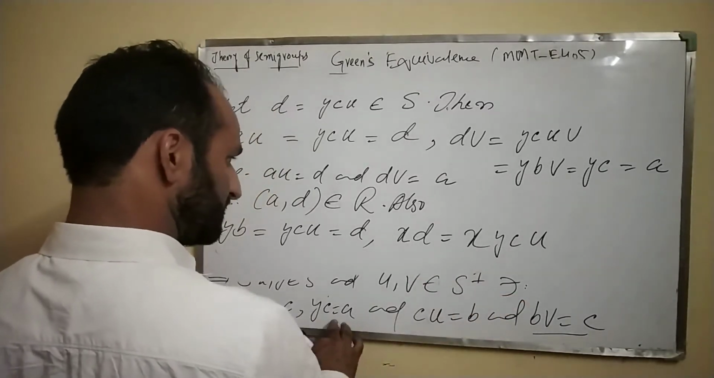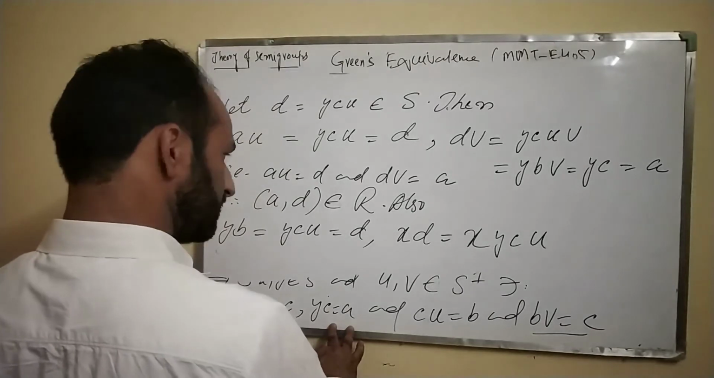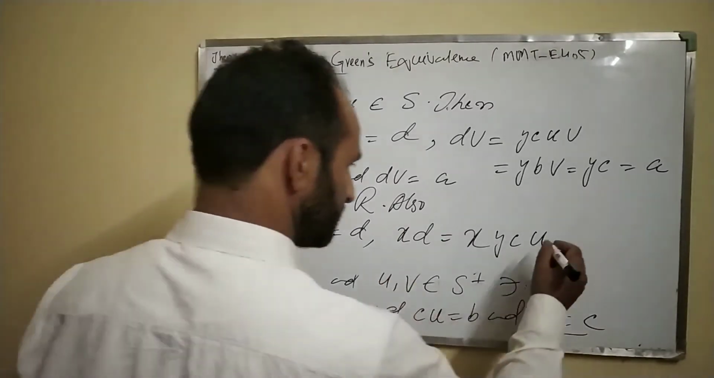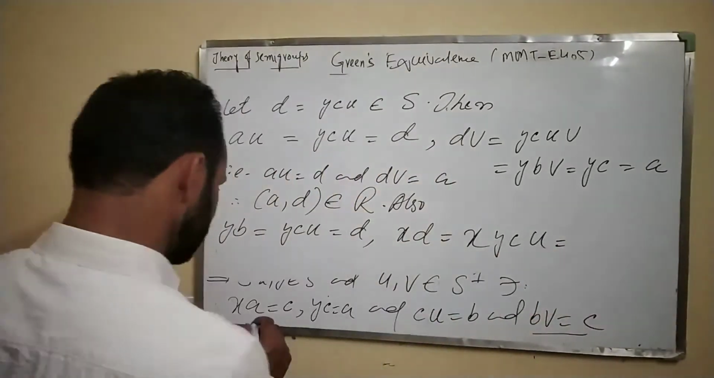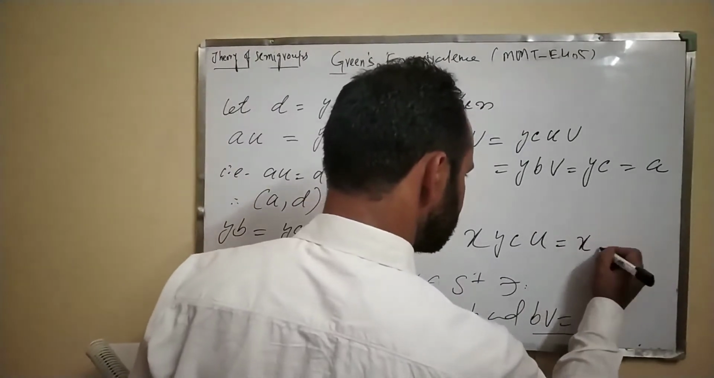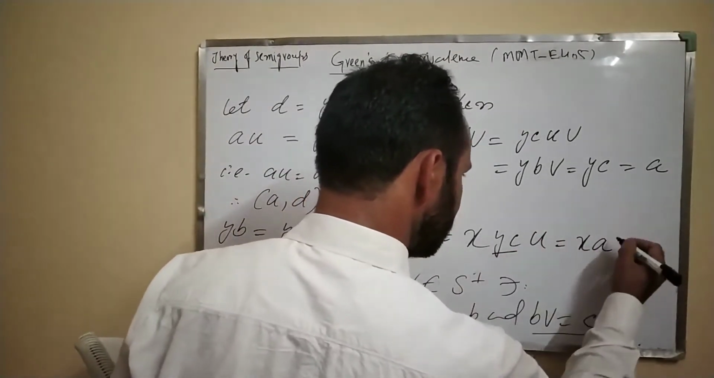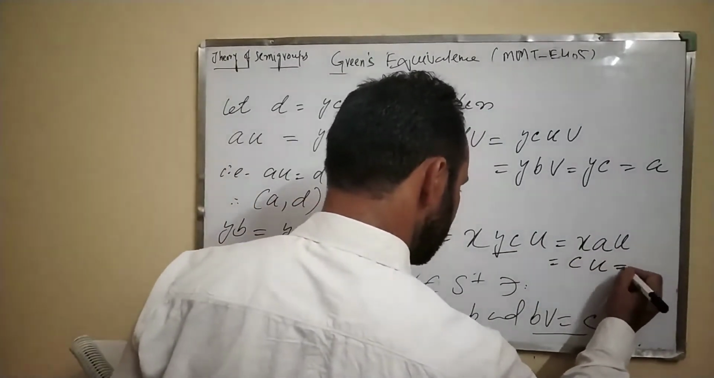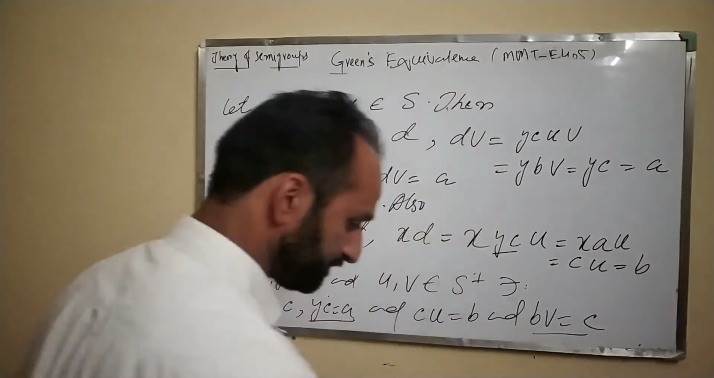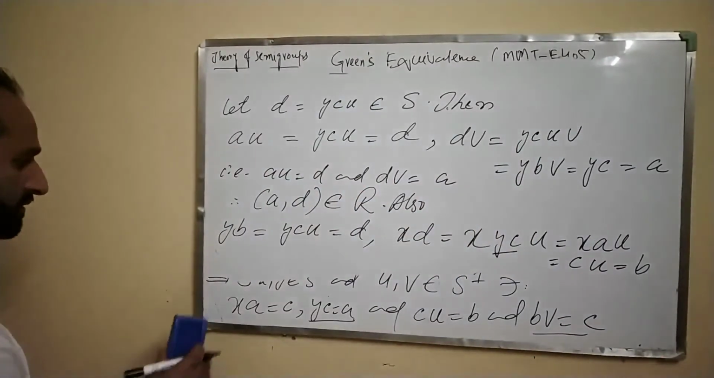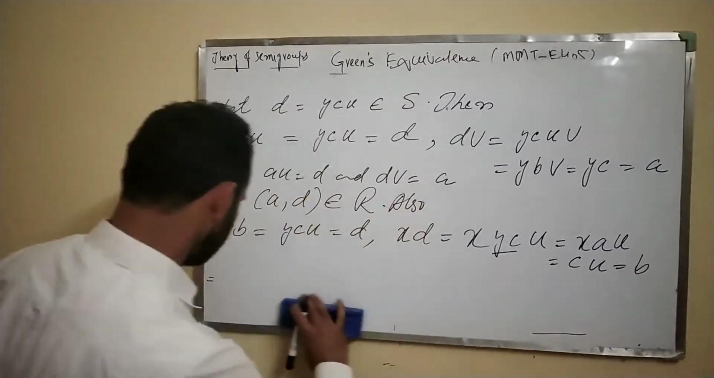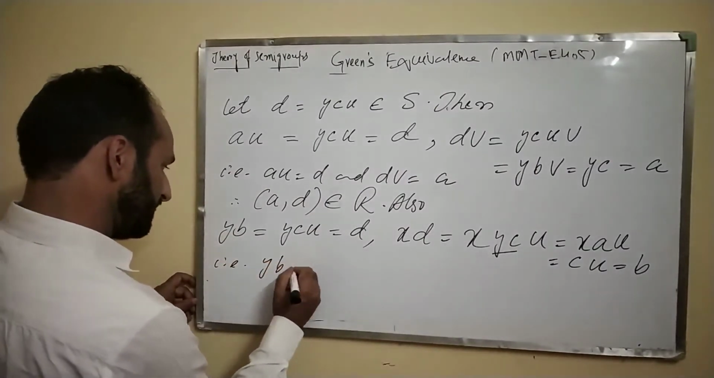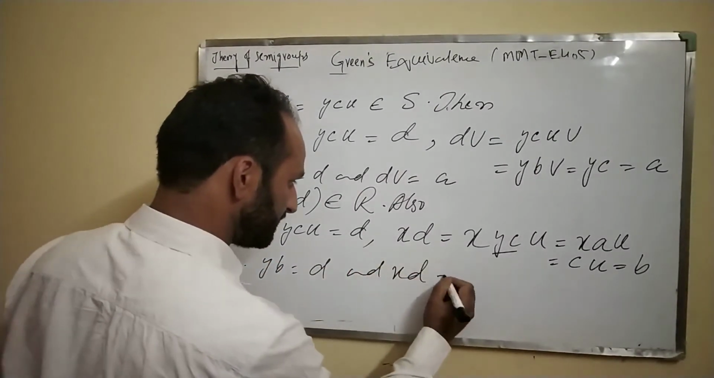Now let's look at this. YC is equal to A, and XA is equal to C, and CU is equal to B. What's YC? YC is equal to A into U. Now what's XA? XA is C, it's C times U, and C times U is equal to B. It's just a calculation. So we have this YB is equal to D and XD is equal to B.